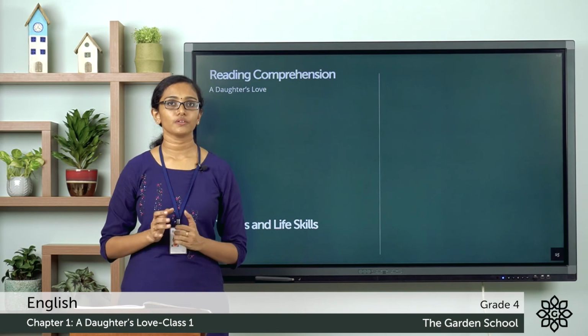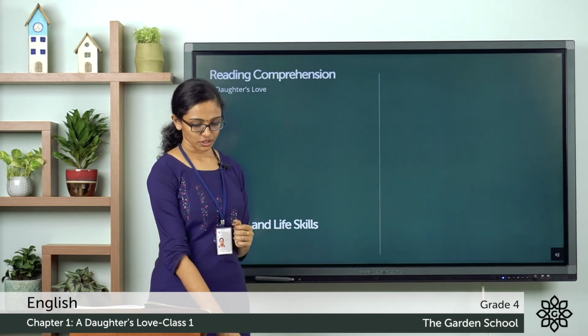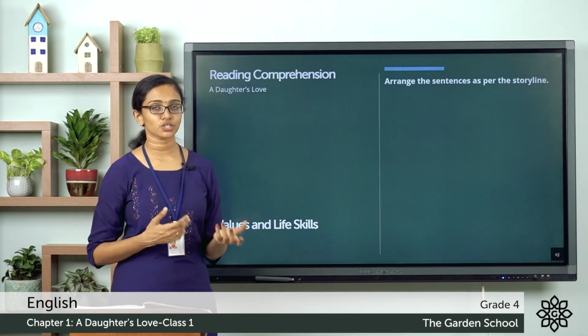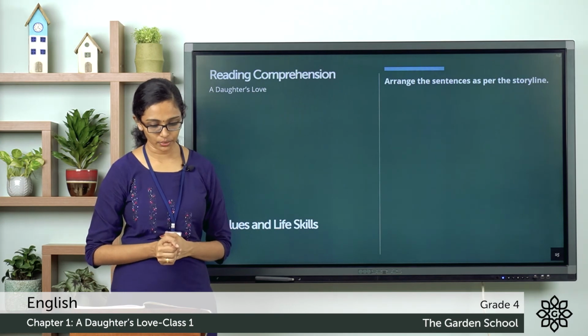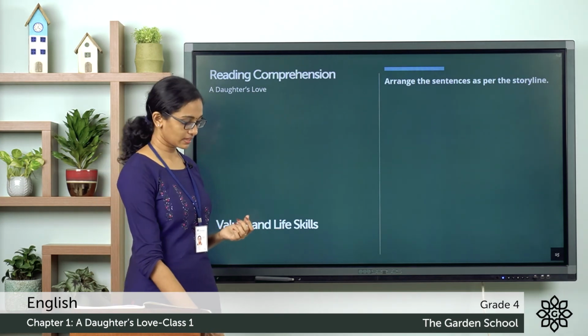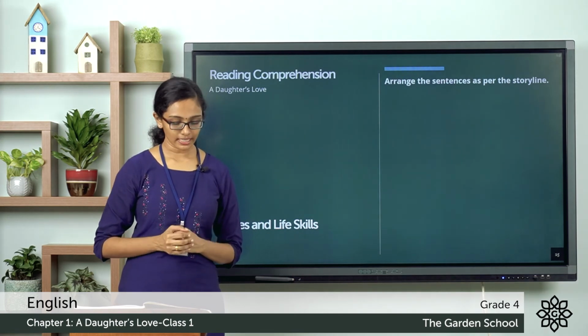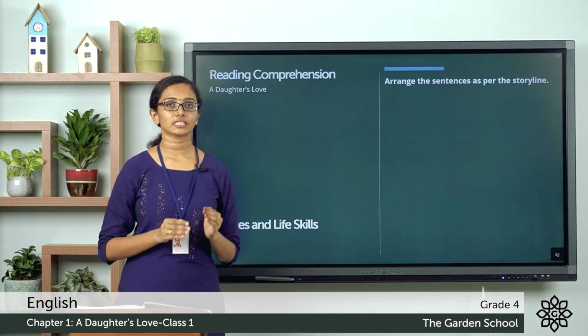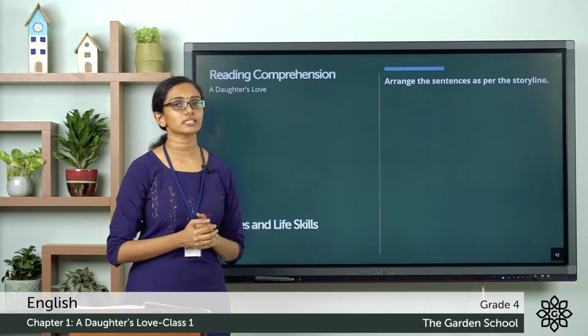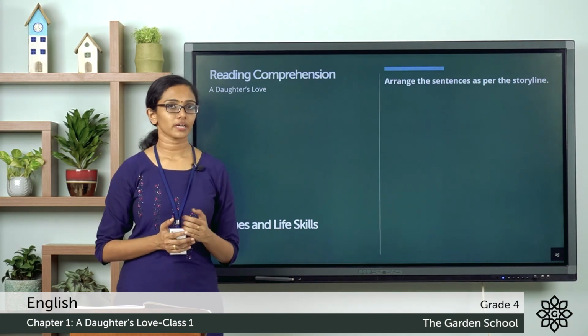So this has got 4 sections. The first section is arrange the sentences as per the storyline. One has been done for you. You can see a few sentences given there in that exercise. You have to read the story thoroughly and then arrange these sentences in the correct order of their occurrence in the story. So I hope you're clear with that.